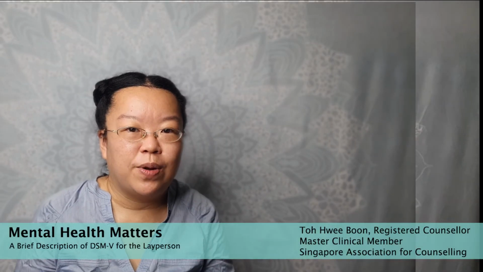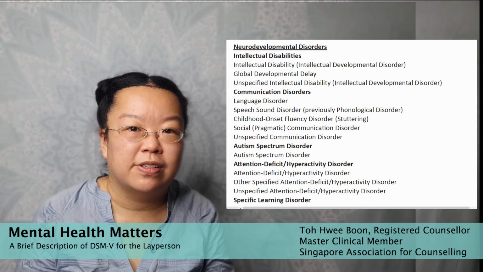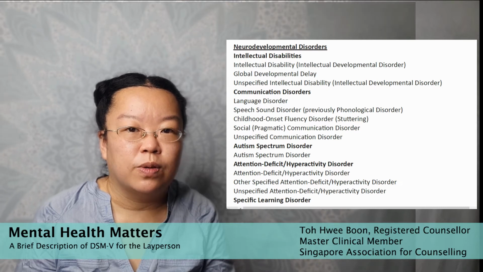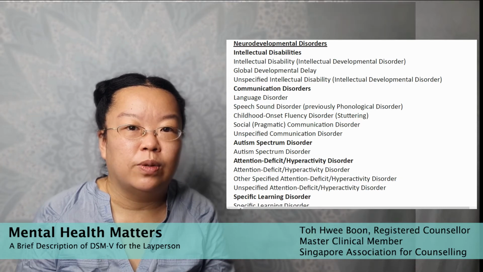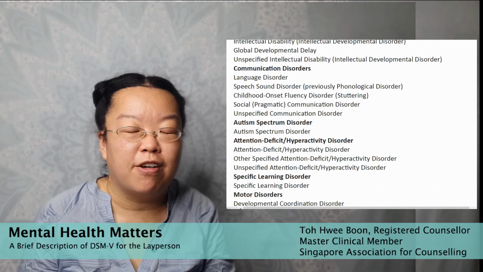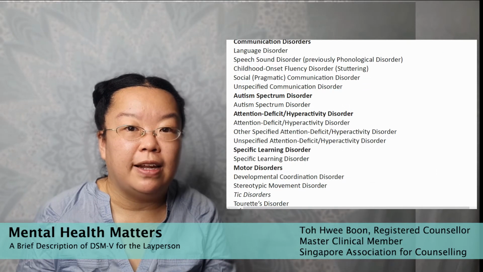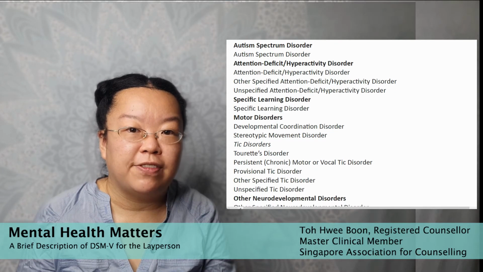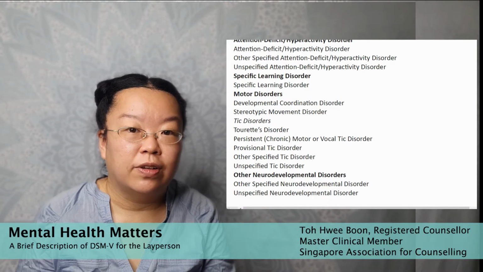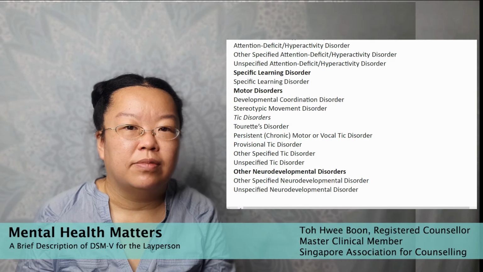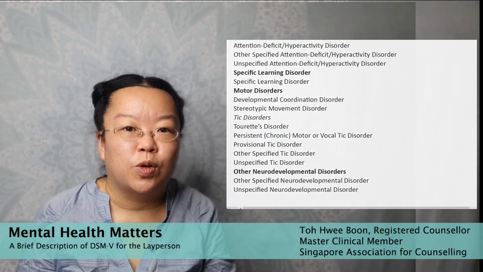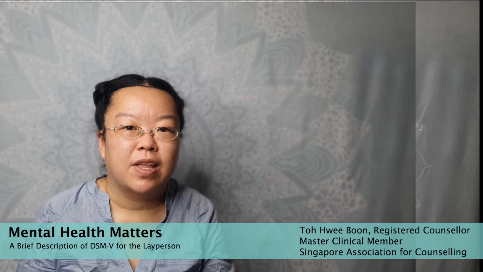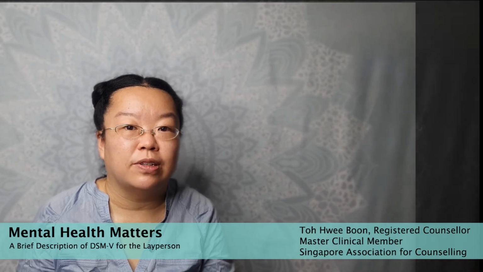The first category, we have Neurodevelopmental Disorders. In this category, it includes disorders related to the development since birth. So it includes developmental delays, autism, attention deficit hyperactivity, learning disorders, and other neurological disorders like having Tourette's syndrome, etc. So this is neurodevelopmental disorders.